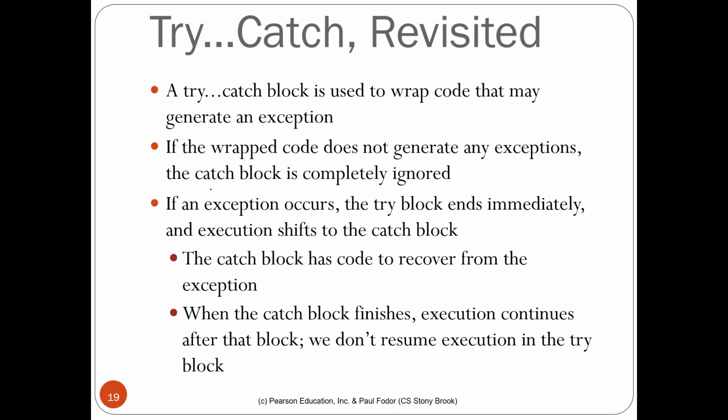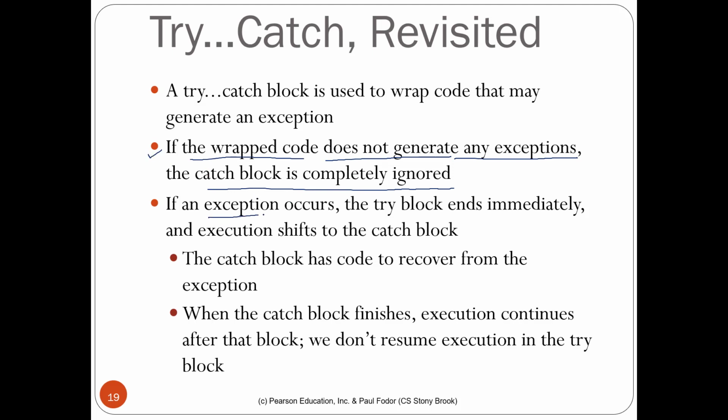So these are a few things that you really need to understand. If the wrapped code does not generate any exception, then the catch block is completely ignored. So the purpose of the catch block is to address any exception which might occur in the try block. So if in the try block you did not come across any exception, then the catch block would be completely ignored. This is an important thing that you need to keep in mind. Catch block only executes if there is some exception in the try block. So that's what we mean by this bullet point here.